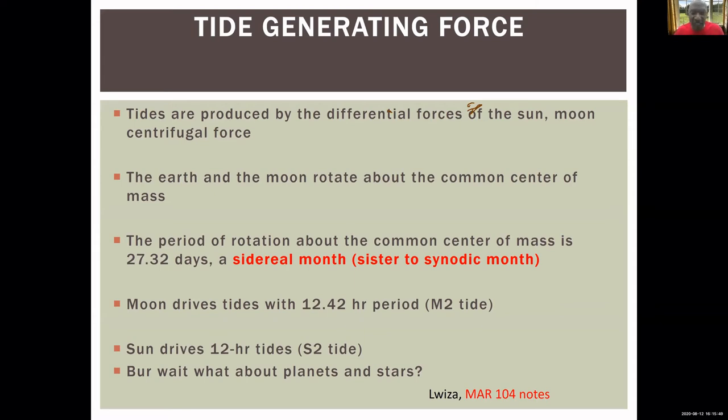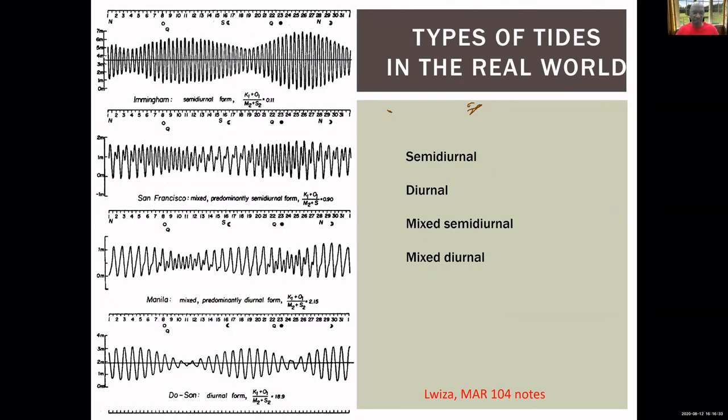tide. I have a typo on my bottom line there, but I just wanted to say, but wait, what about other planets and the stars? Don't they cause gravitational pull on Earth to cause tides? Yes, they do. All the planets do cause gravitational pull, and the stars. But guess what? They are too far away, so their contribution is so small. It's less than 0.1%. So we're good when we consider the Earth, the moon, and the sun. And it's good enough to ignore the others.